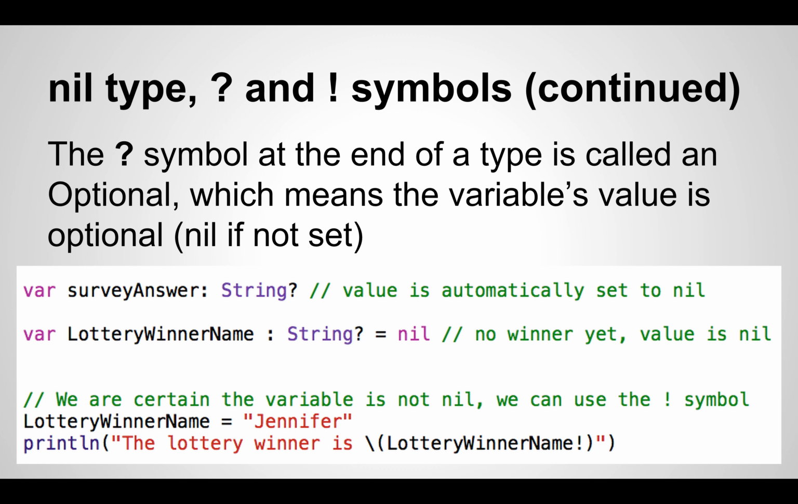Okay? So as you can see also, the variable lotteryWinnerName String with a question mark is equal to nil. Here we're forcing it to be nil. Okay? And if you print at the end, the last example, you see that the lotteryWinnerName, we put it equal to Jennifer. So if we print it, it will print Jennifer now and not nil anymore.